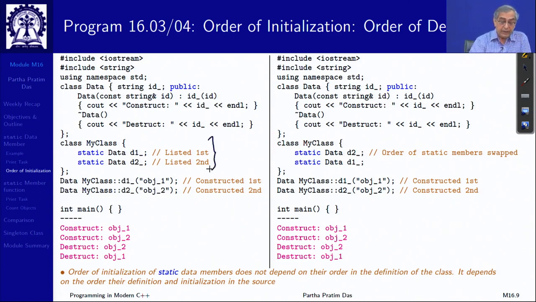So, here I have a class which has two data members which are static, static data D1, static data D2, right. And in the source file I am initializing, constructing them, first D1 with obj 1, then D2 with obj 2, and I can see that this is the order in which the construction happens, destruction obviously in the reverse order. So, now the question is, is the order that I am seeing because of the order in which I have initialized them or the order in which I have listed them in the class?